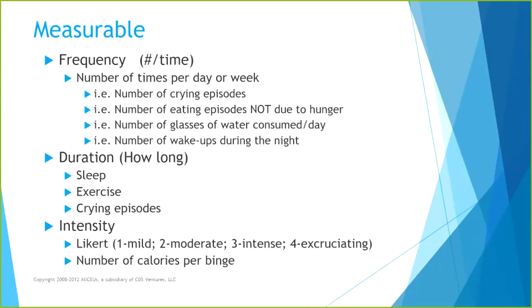We can also look at duration. How long did you sleep? So we can look at frequency. How many times did you wake up? And how long were you in bed? And then we can start talking about how long you actually slept. Exercise. Somebody may exercise 3 times a week, but exercising 3 times a week for 30 minutes each time is different than exercising 3 times a week for 90 minutes each time. So if somebody's trying to increase their fitness level, they may increase the duration of their exercise or the frequency.